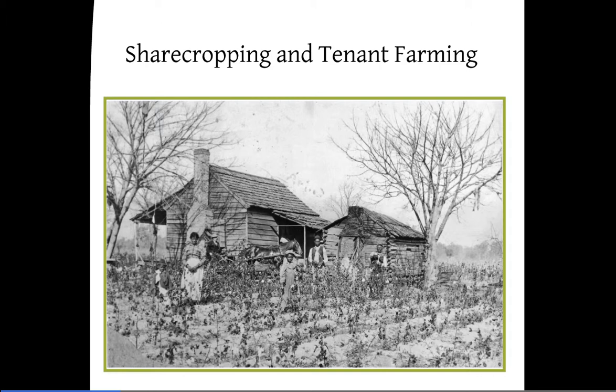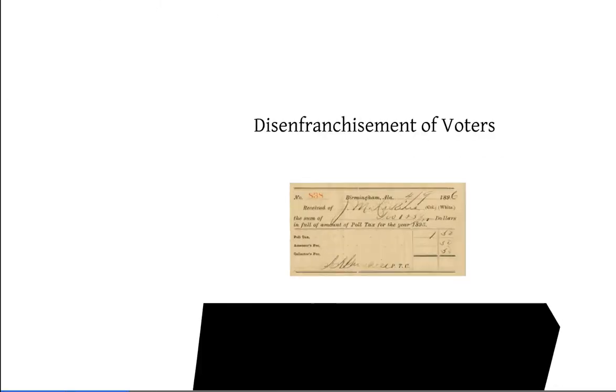Tenant farmers, however, did not own the land they worked on. They were essentially agricultural labor. What happens and why this becomes bad is because fewer and fewer people become sharecroppers as they cannot keep up with payments, and more become simply workers on the land.